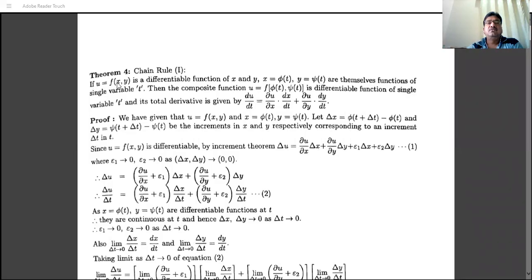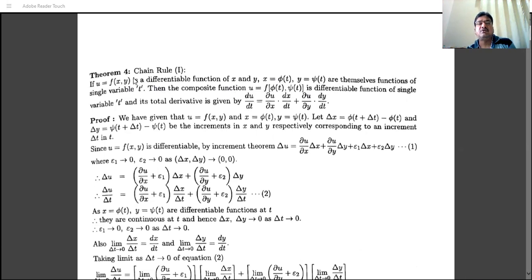So u is f of xy, means u is a differentiable function of x and y. X is phi t, y is equal to psi t, are also single variable functions of t. Then the composite function u is equal to f of phi t, psi t is a differentiable function of single variable t, and its total derivative du by dt is what? Dava u by dava x dx by dt plus dava u by dava y dy by dt. We have to prove this.